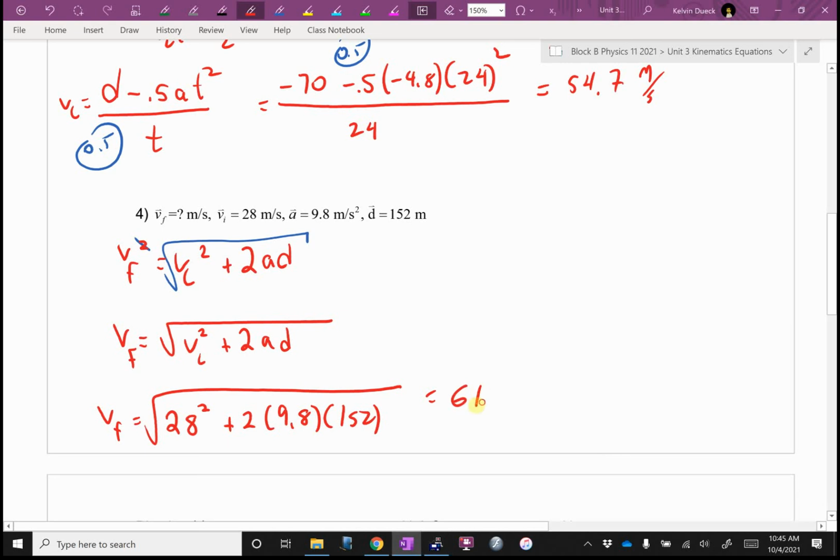Units, it's a velocity. Again, half mark for that, half mark for square rooting, half mark for the numbers, and a half mark for the answer.